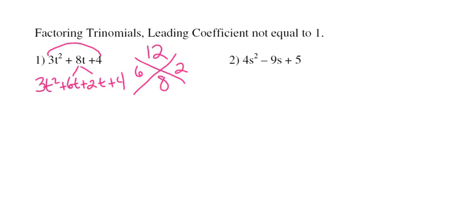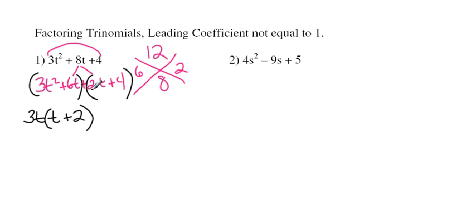Now here comes the part that it gets its name from, the grouping. So I'm going to group my first two together and my last two together. And then I'm going to figure out what they have in common, what their greatest common factor is. Well, 3t squared and 6t both contain a 3t. So I'm going to factor out a 3t. And remember, factoring out is basically just undistributing. So what I'm left with when I factor out that 3t is a t and a positive 2. And if I were to just multiply these back together, I should get what I started with. So 3t times t is 3t squared, and 3t times 2 is 6t.